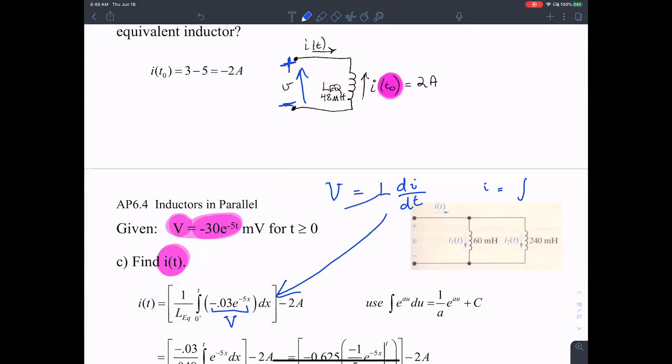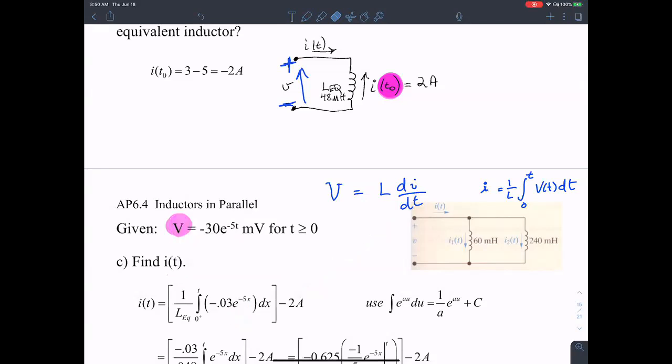So you bring this inductance to the other side. So that is 1 over L equivalent, integral from 0 to t of v(t) dt. Okay, so that is what you would need to do to get the expression for current. This is coming from the fact that V is L di/dt, and in order to get an expression for I, you'd have to integrate the voltage.